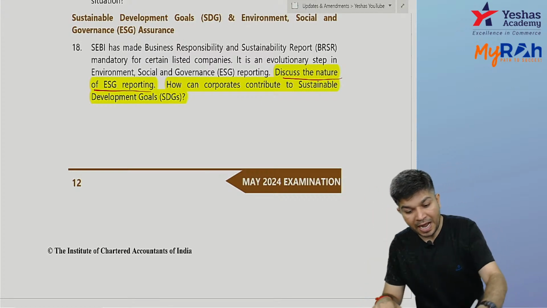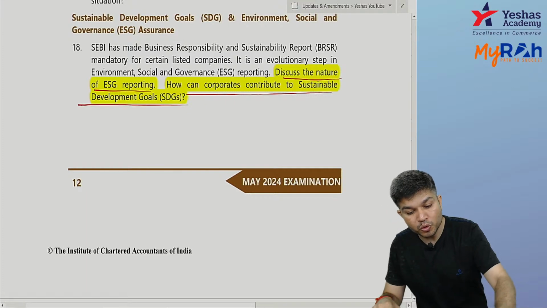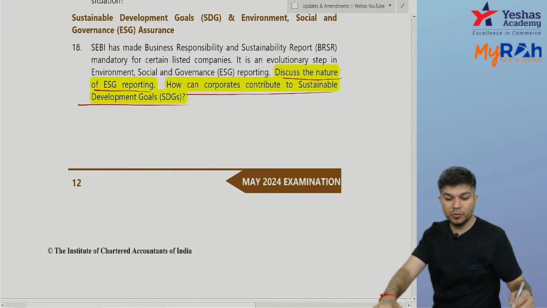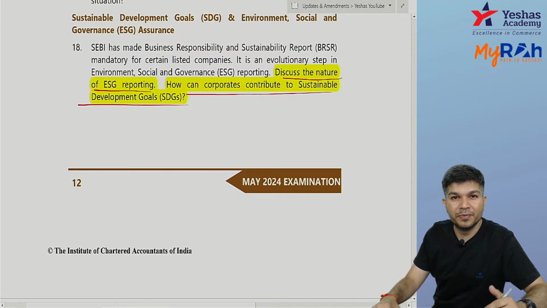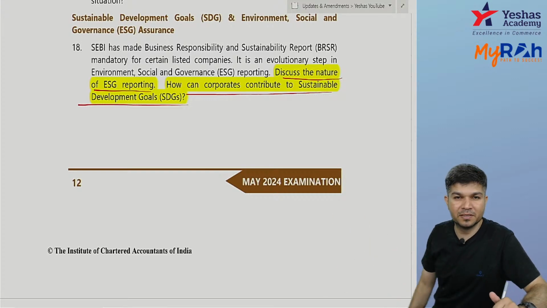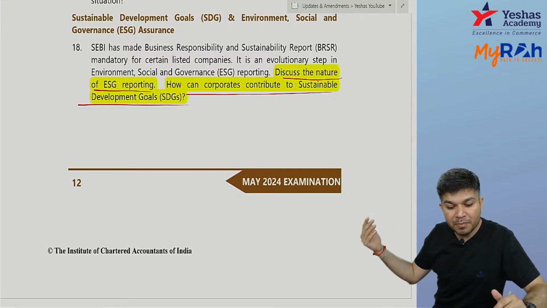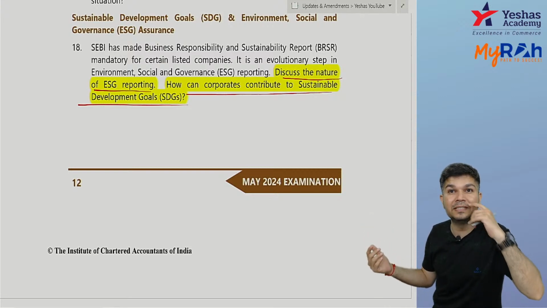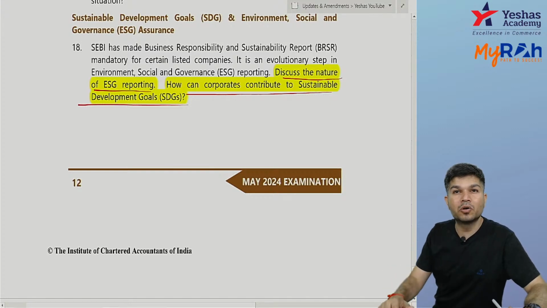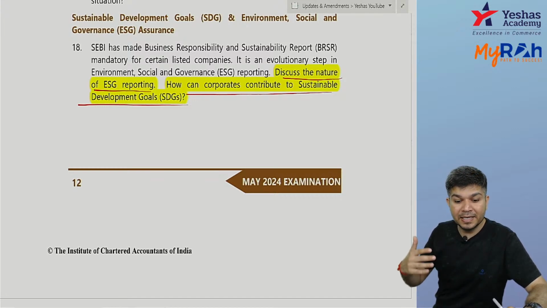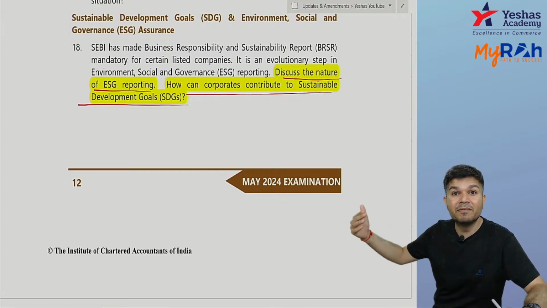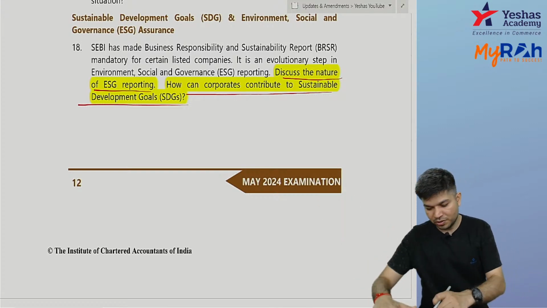That way you write. And how can corporates contribute to the sustainable development goals? With regards to ESG reporting, the United Nations member states have come out with the Sustainable Development Goals, SDGs. And how can a corporate contribute? Corporates can take the lead and help in ESG reporting. They can see whether the sustainable development goals are being achieved or not. So check the solution.